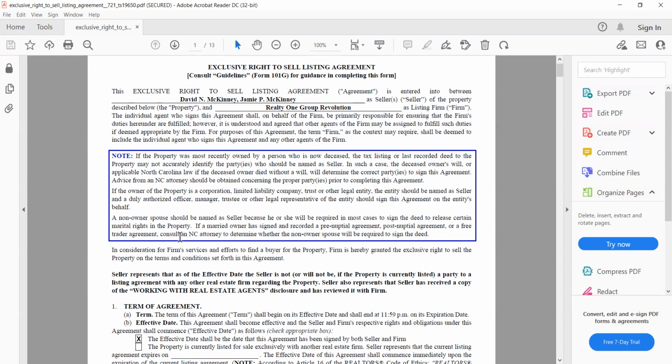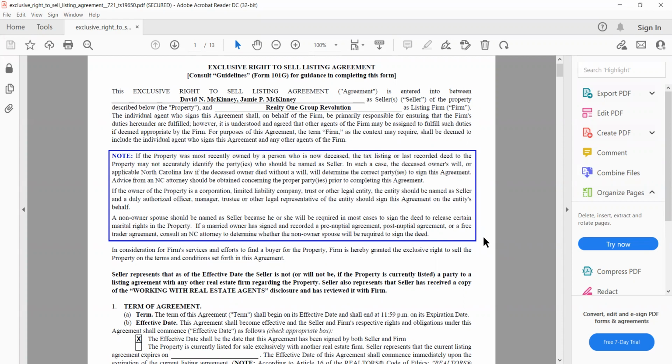Okay. The third little thing down here under the note box, and the reason I'm reading this is because you're going to come across one of these at some point. It says a non-owner spouse should be named as seller because he or she will be required in most cases to sign the deed to release certain marital rights in the property. If a married owner has signed and recorded a prenuptial agreement, postnuptial agreement, or a free trader agreement, consult a North Carolina attorney to determine whether the non-owner spouse will be required to sign the deed.